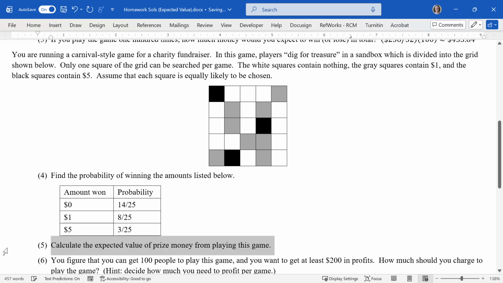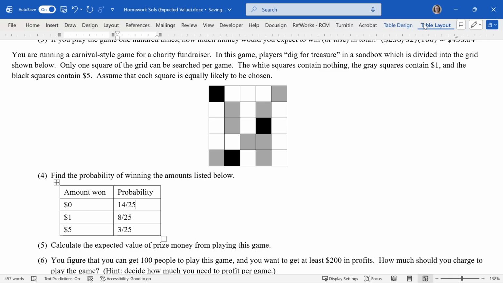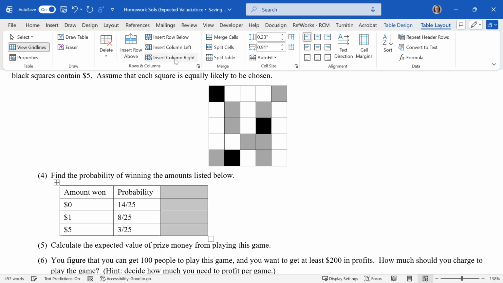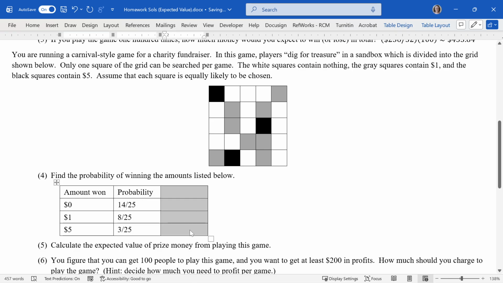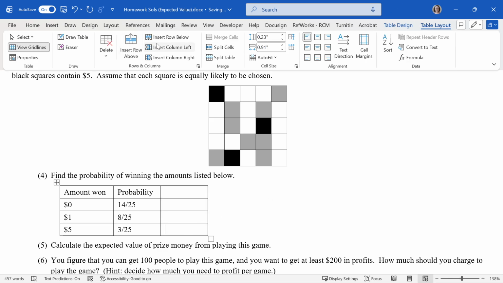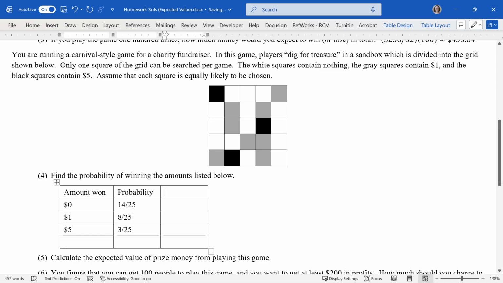Okay, so then once again for number 5, I'm going to expand this table with another column. I should have just done it to begin with, but oh well. Another column and another row, and I'll do it the same way I did before. So this will be amount times probability, and then I'm going to total it at the bottom. Okay, so $0 times anything is going to be 0. $1 times 8 over 25, when you multiply something by 1, nothing happens, same number. And then for this one here, multiply that 5 into the numerator. So that's 15 over 25.